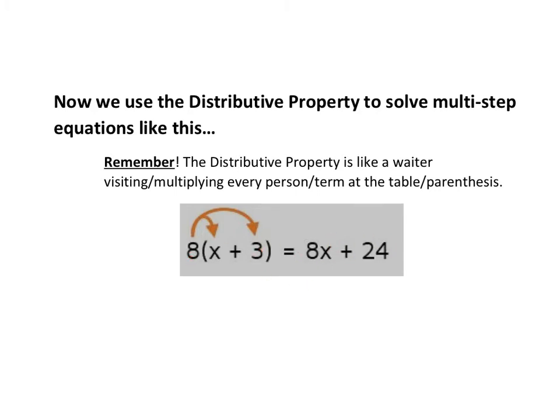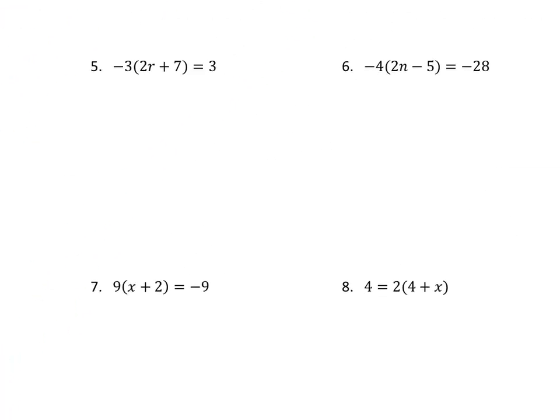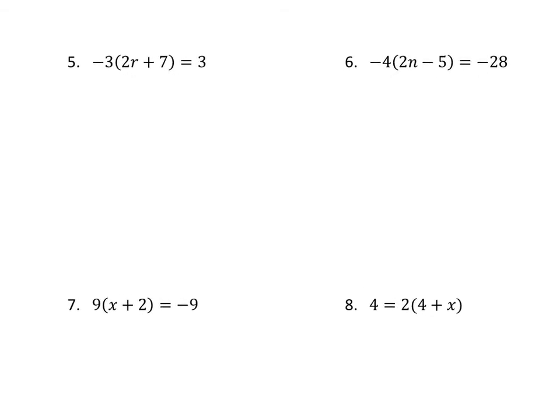We're going to be using that distributive property to make sure we have the waiter visit every person or term at the table or in the parentheses. Then we will continue using our inverse operations, which we learned about last time, to solve our equations. We'll do the first 2 together, and then I'm going to let you try on the other ones.